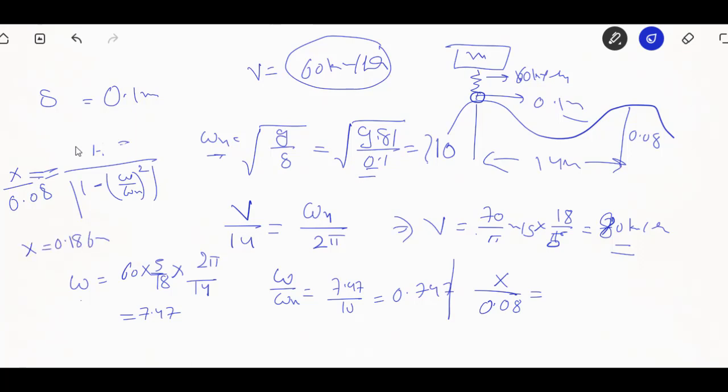Now I would like to give a clear information regarding, we have three different amplitudes here. Now this is the amplitude of this sine wave. Suppose this distance 0.1 meter is the compression of spring, and this result reflects on the automobile mass by 0.186 meter, right? So this we have to keep in our mind here.